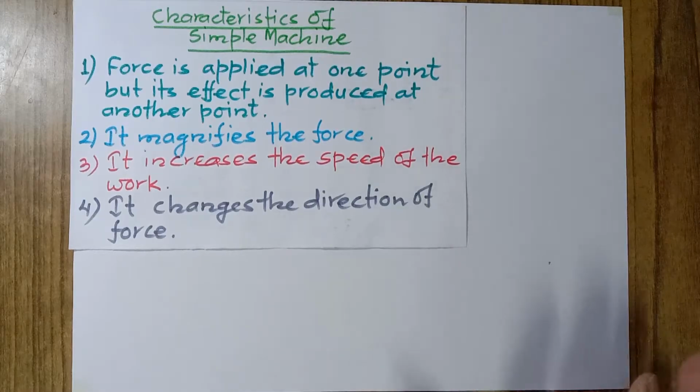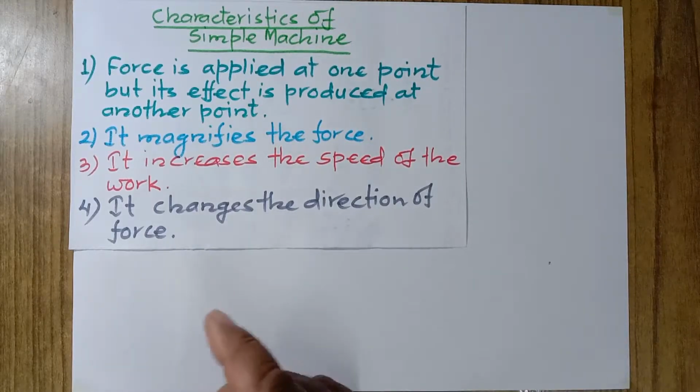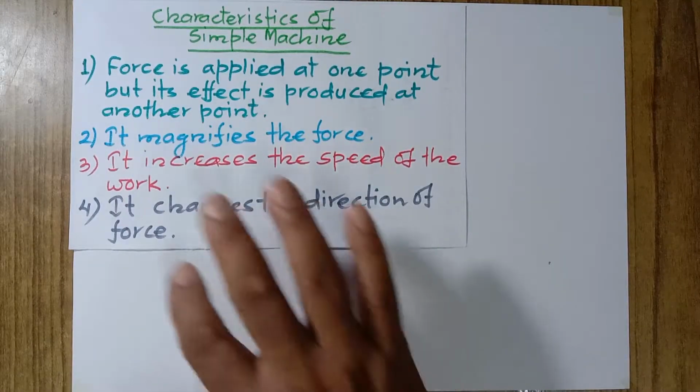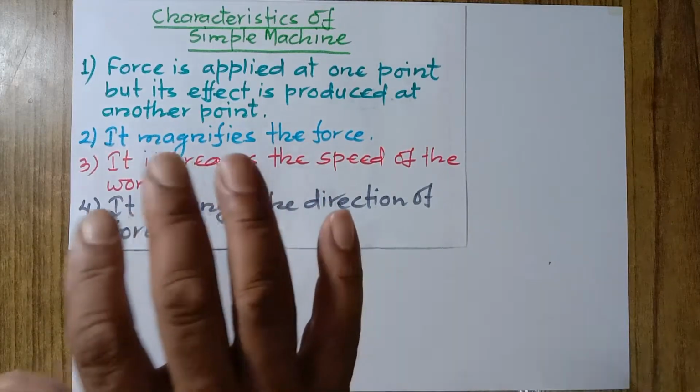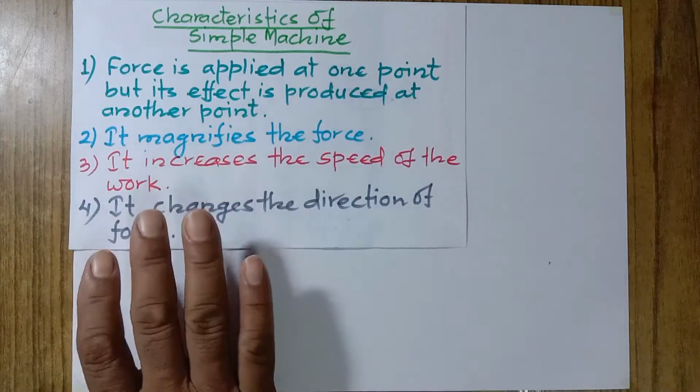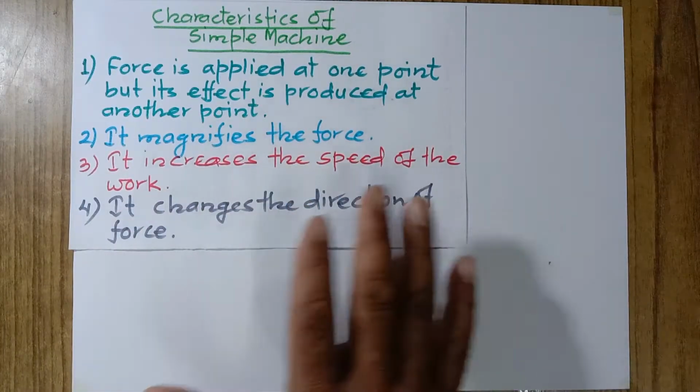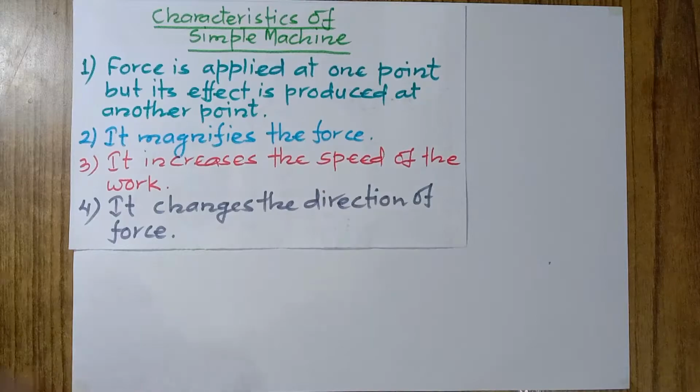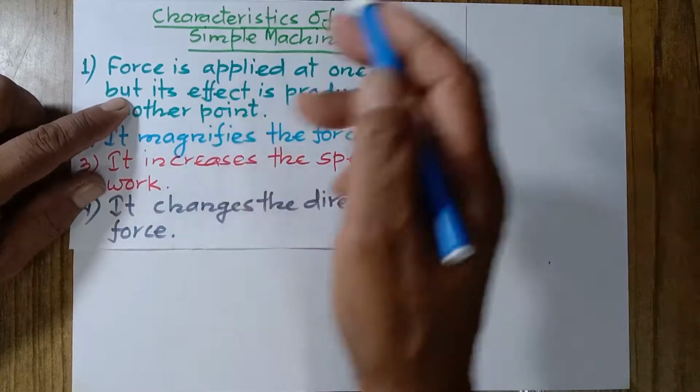Today I am going to focus on the characteristics of simple machines. In the previous class, I told you about these characteristics. There are four major characteristics of a simple machine. First, force is applied at one point, but its effect is produced at another point. I told you how we can find this out in the previous class.